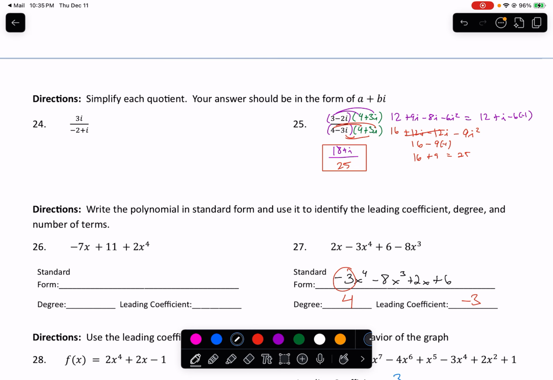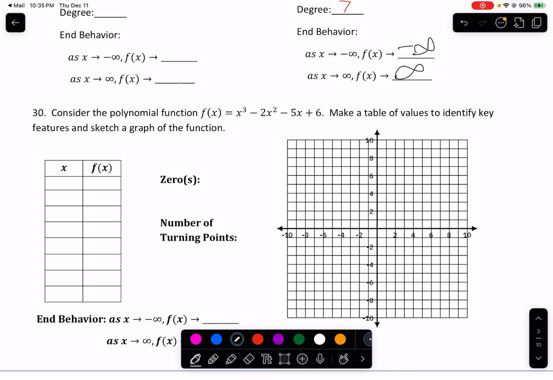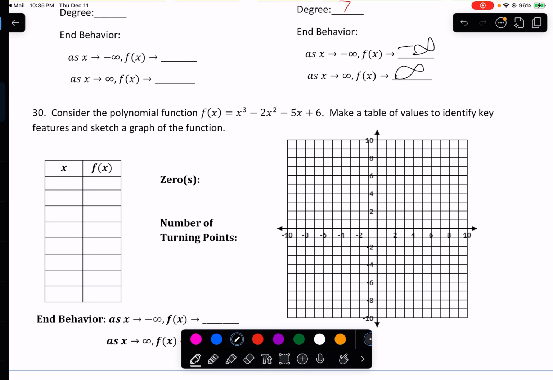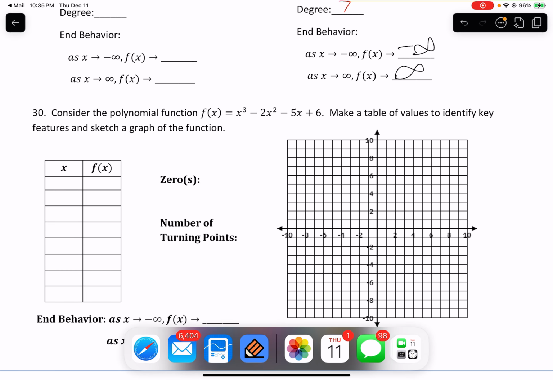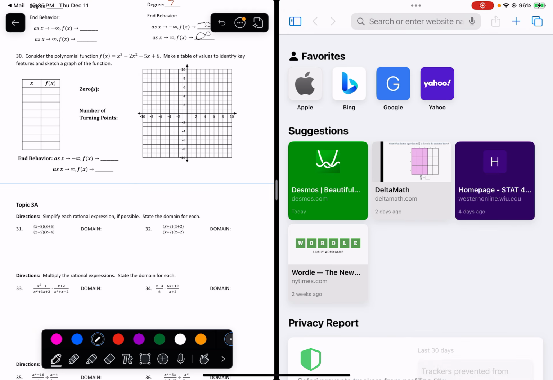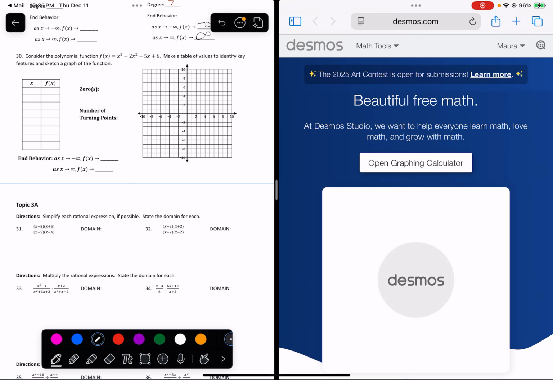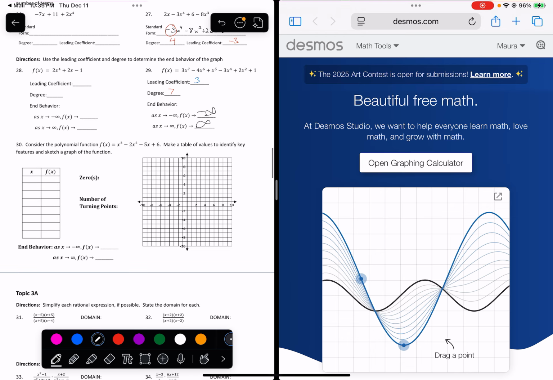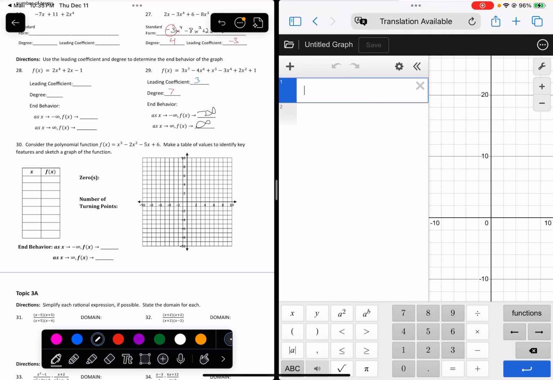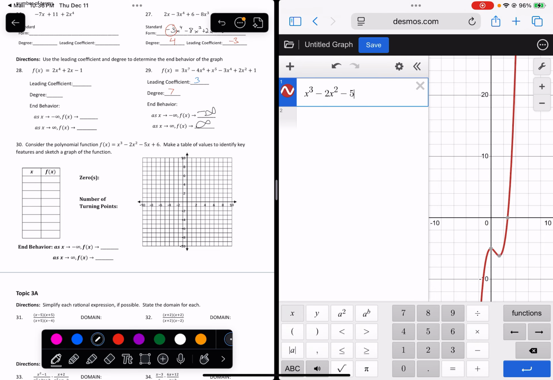All right. Let's see. All right, this last little bit here. So there's a couple of different ways you can go about doing this. Honestly, what I would do is I would just go to Desmos. You guys are going to have Desmos on the final. So you could just go to Desmos, type this function in. So you got x cubed minus 2x squared minus 5x plus 6.